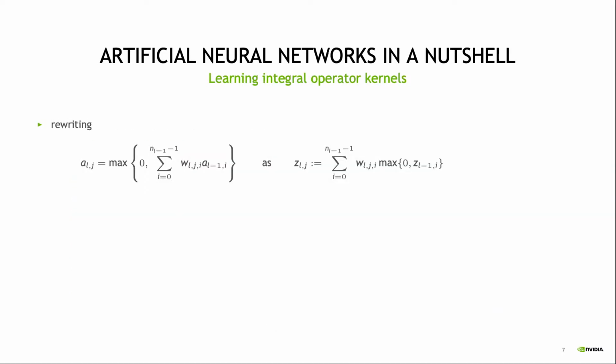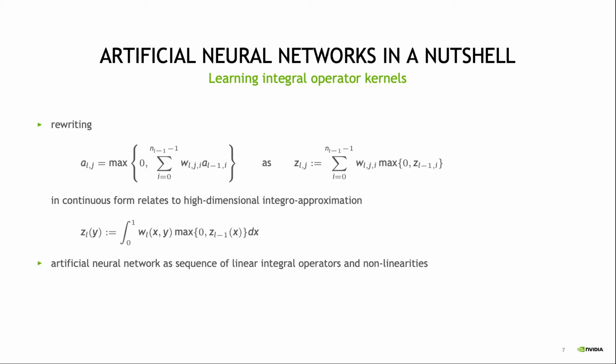In order to find an algorithm linear in time and space, we write the activations AL, which are the nonlinearity applied to averages, as averages CL of nonlinearities. This is just equivalent. In the continuous form, the averages relate to high-dimensional integral approximation, which allows us to interpret neural networks as a sequence of linear integral operators applied to nonlinear functions. From the domain of integral equations, especially the domain of computer graphics, we know how to compute such sequences.